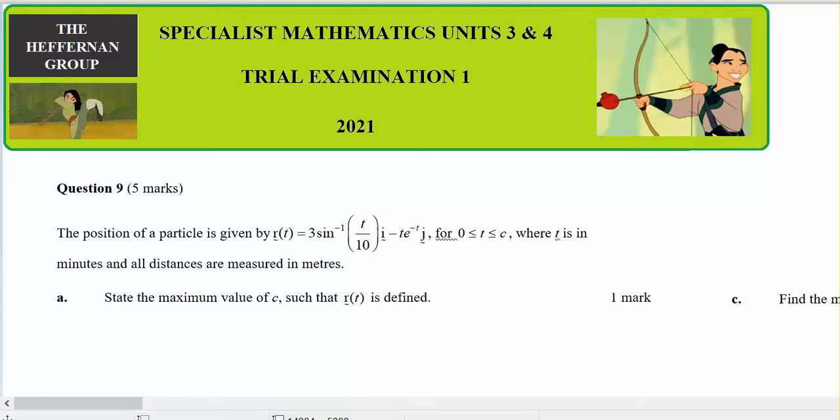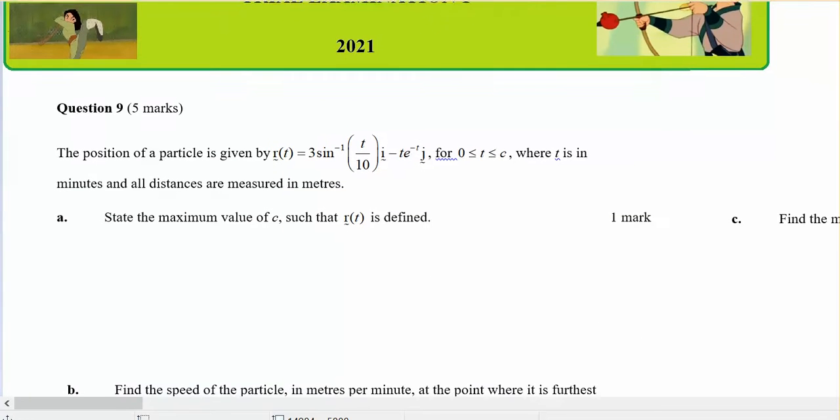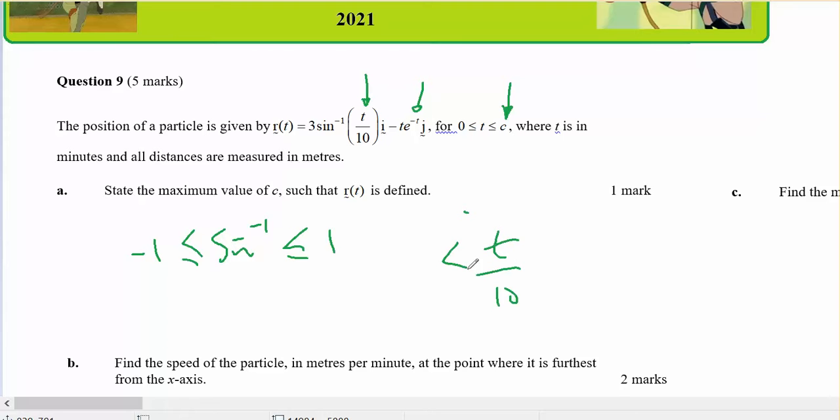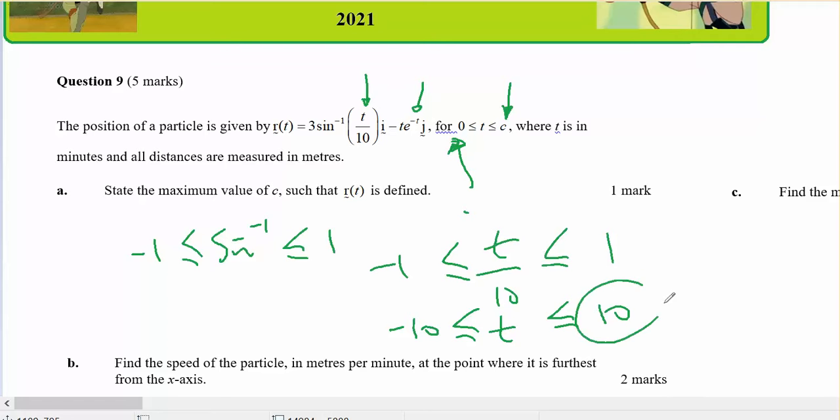Question number 9 refers to parametric equations. Find the maximum value of c. Well, I notice that c is the largest t value, and any t can go in there, but the only t's that can go in are those where the inverse sine goes from -1 to 1. Therefore, t on 10 has to go from -1 to 1, which means t would go from -10 up to 10. Since I've got a restriction at 0 at one end, c has to equal 10.